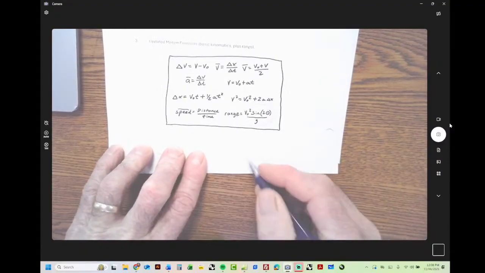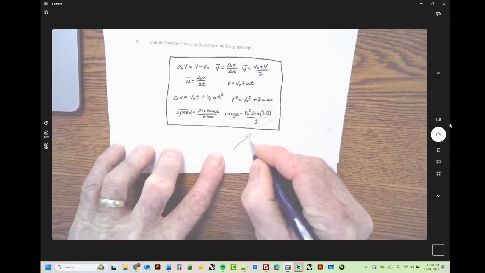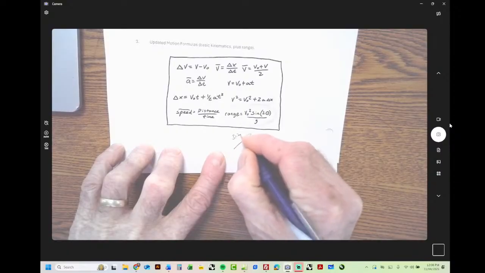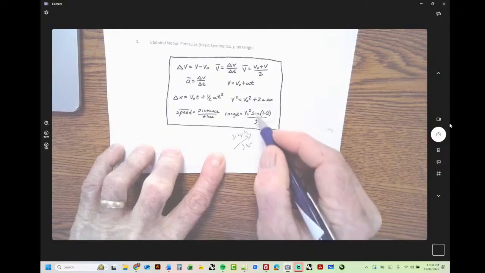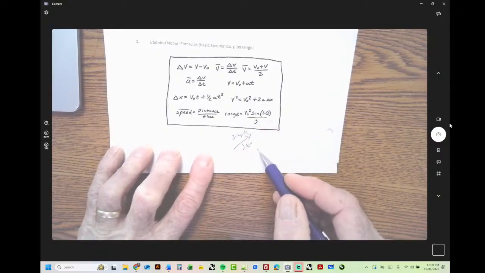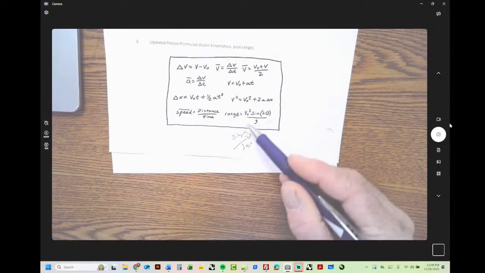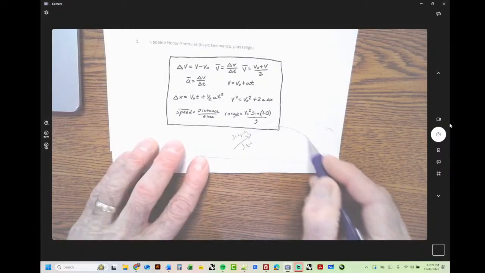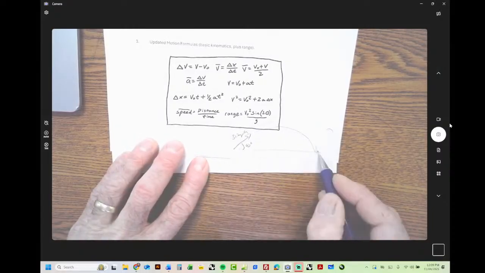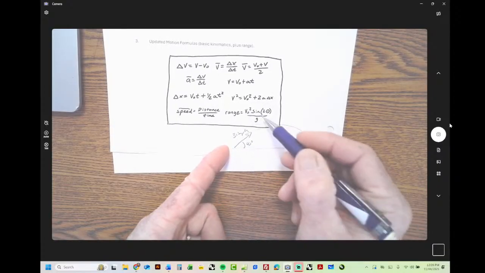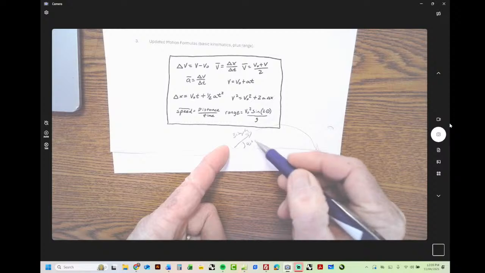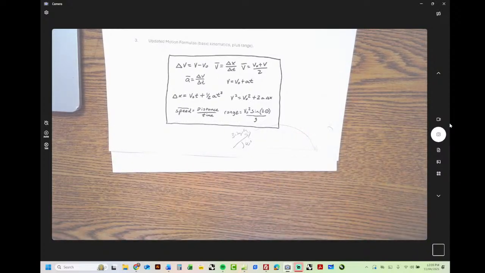Let's say you're launching a trebuchet, and you know you're launching it at 30 miles per hour, and you know that the angle is 40 degrees. So you can use this to, like I said, get a ballpark idea of how far it's going to go. So this is the range, the x displacement. It would just be 30 squared times the sine of 80 degrees divided by 9.8.